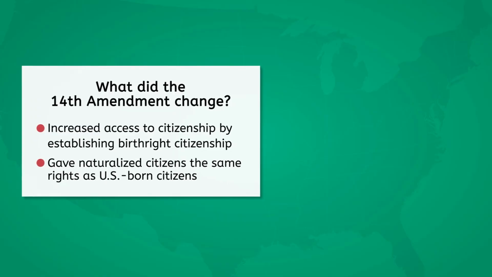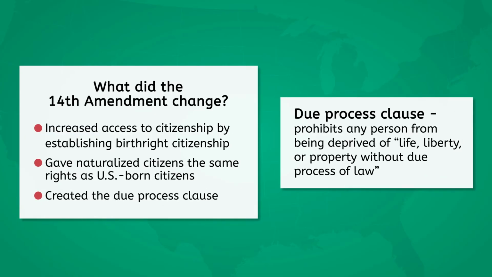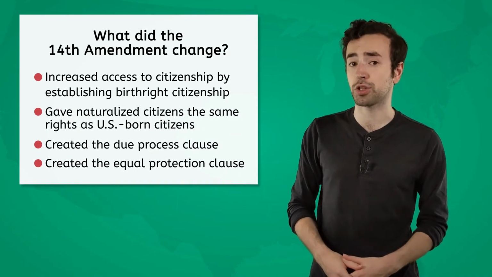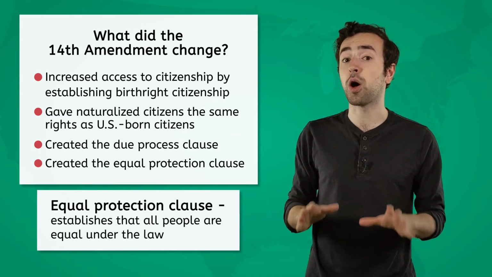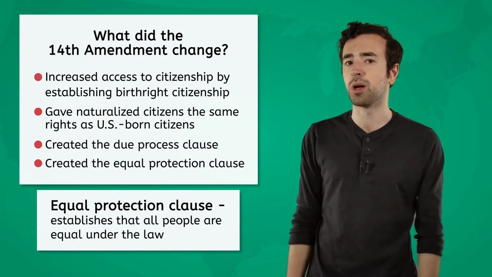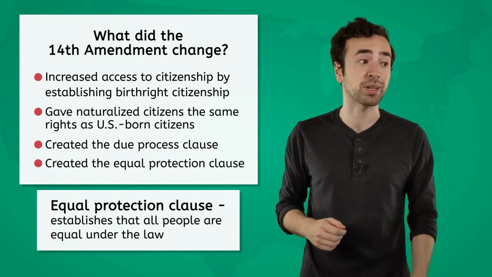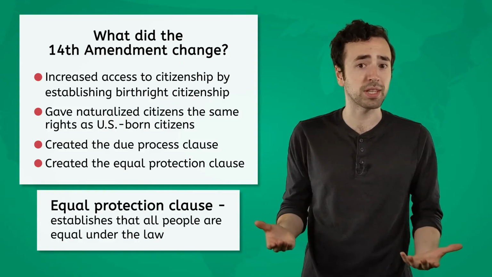The 14th Amendment also created the Due Process Clause, which prohibits any person from being deprived of life, liberty, or property without due process of law. This guarantees several rights and protections when someone faces legal action, like the right to a fair trial. Additionally, it created the Equal Protection Clause, which establishes that all people are equal under the law. These clauses protect citizens and non-citizens because they use the word people instead of citizens.